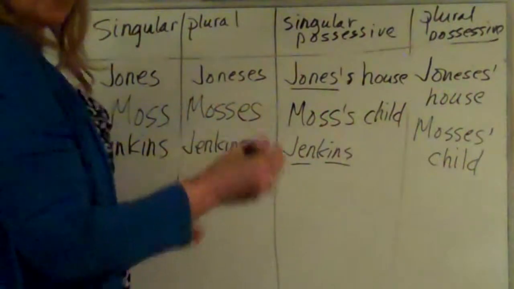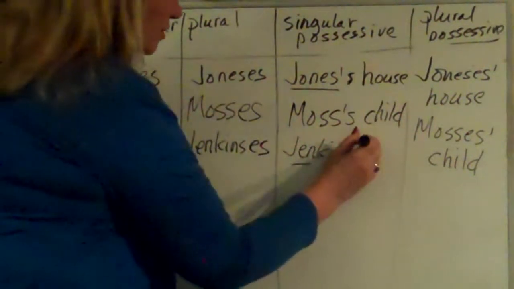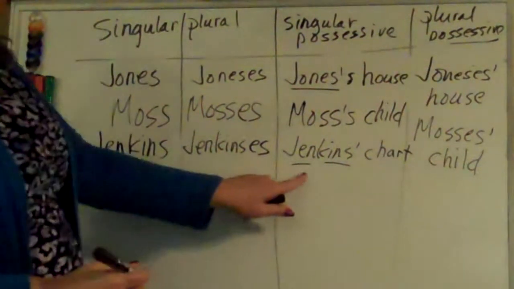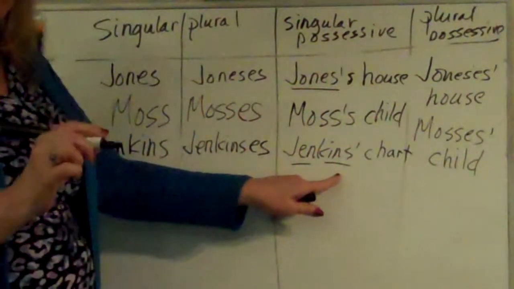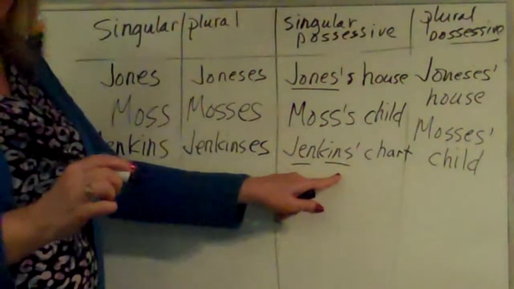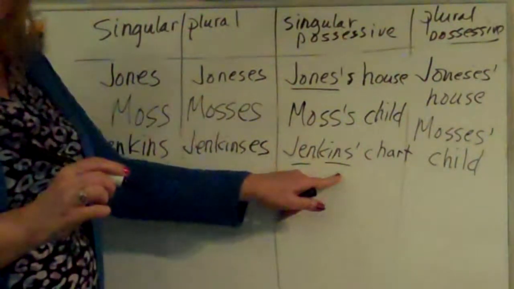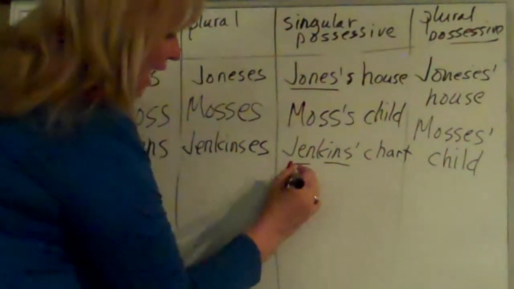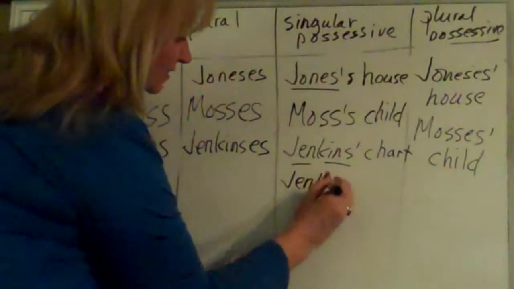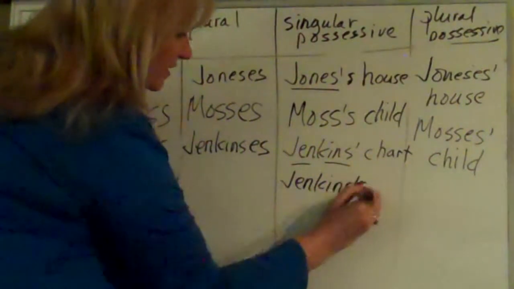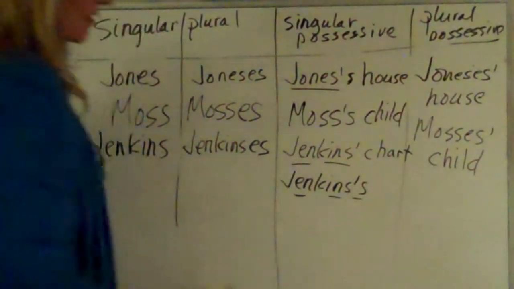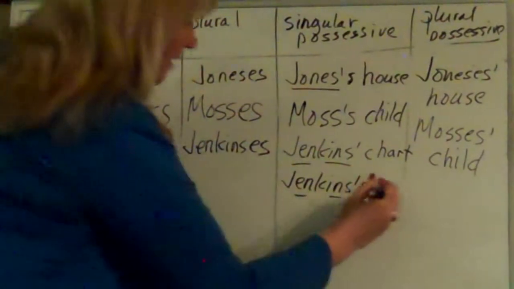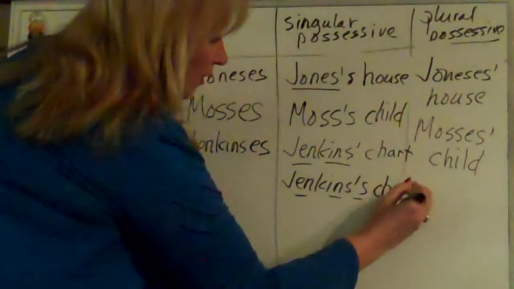If you said it like this, Mr. Jenkins' chart, this is what you said. You left the 2 syllables, and because it was becoming more difficult to pronounce, you automatically shortened it, okay? But it means the same thing. It's the chart of Mr. Jenkins. Now, if you added the syllable the way I did the second time, then what you did is this. You did Jenkins's. So this would be Mr. Jenkins's chart, okay? Both of these are correct.